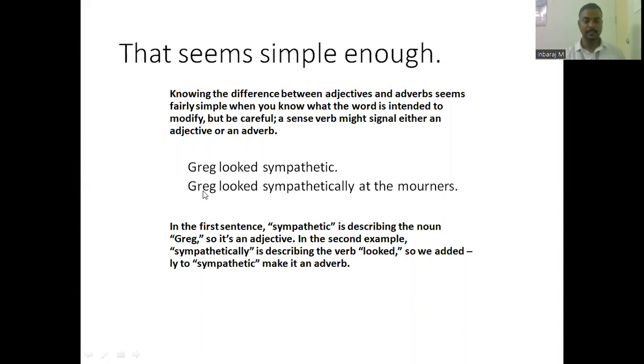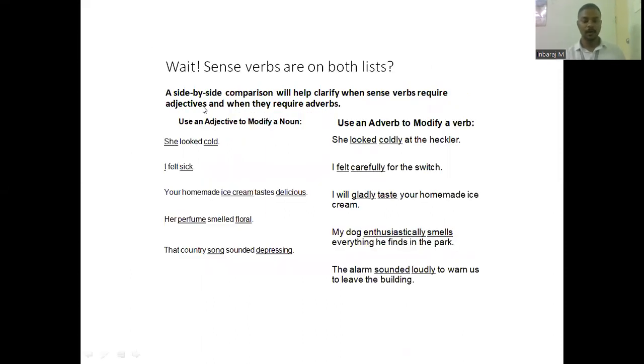But look at the next sentence. Greg looked sympathetically at the mourners. So here, sympathetically is describing the verb looked. So here sympathetically is an adverb. So you shouldn't get confused. We use both adjectives and adverbs with the sense verbs. And we'll see a few more examples.